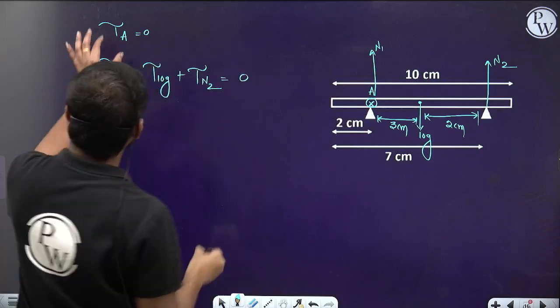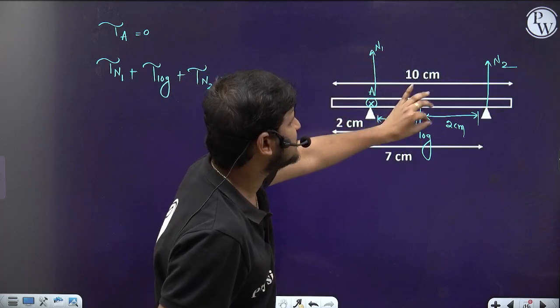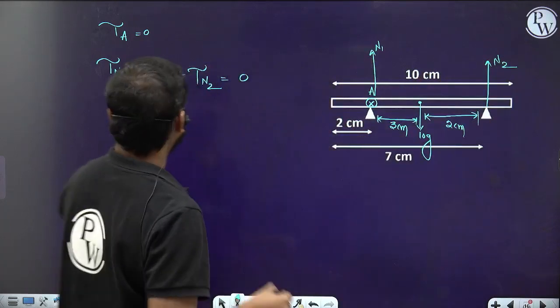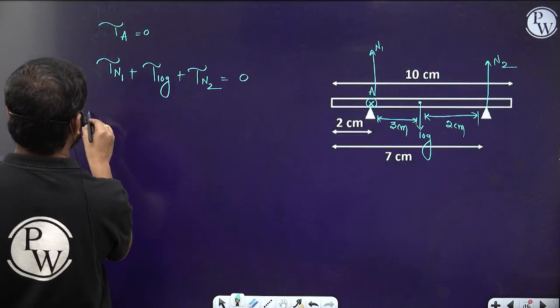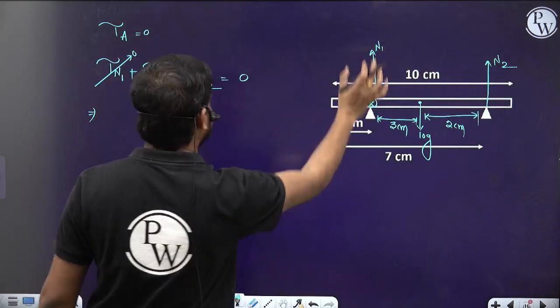Should be, yes or no? So the torque about point A: due to N1 force, due to 10G force, due to N2 force, that's it. So all equals to 0. The torque due to N1 is already 0 because it is passing through the axis of rotation.